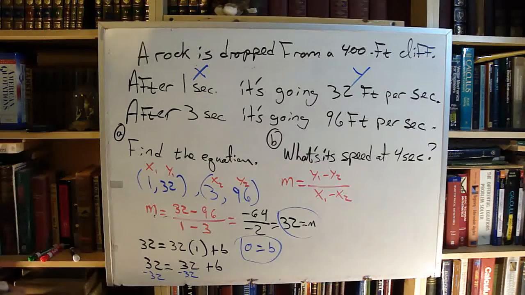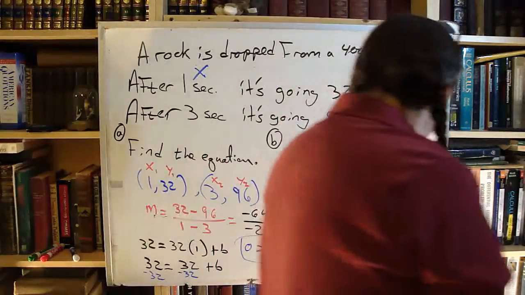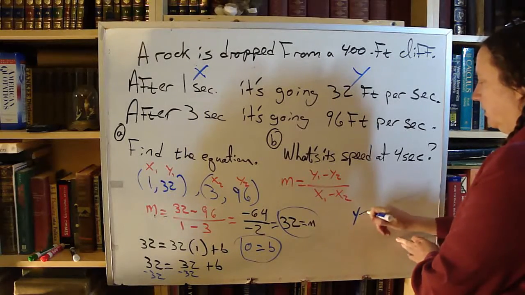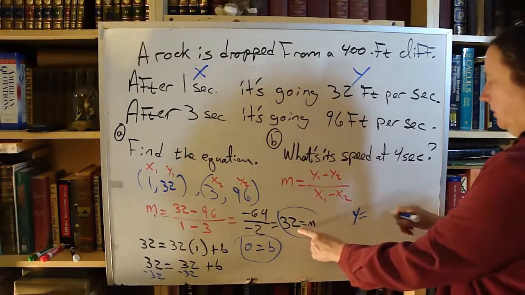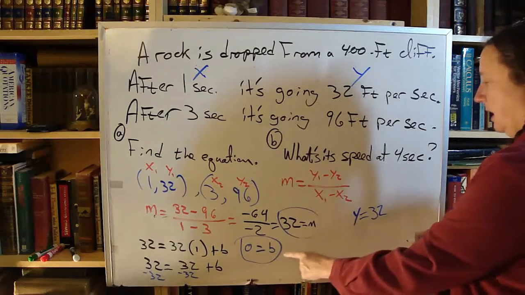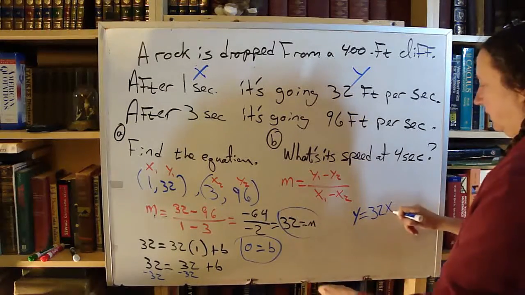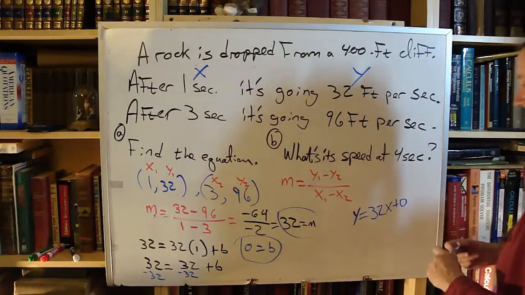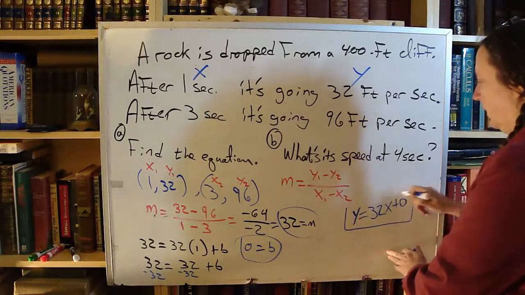I can now write my equation down. Y equals mx plus b. So y equals m, 32, x stays x plus b, plus 0. That is my answer for question A.